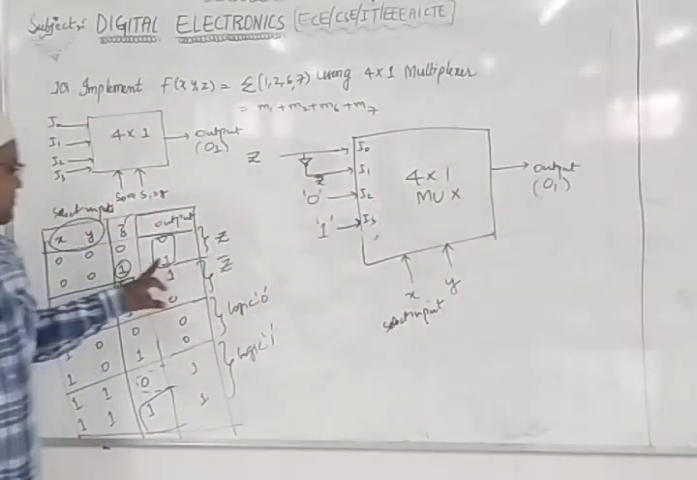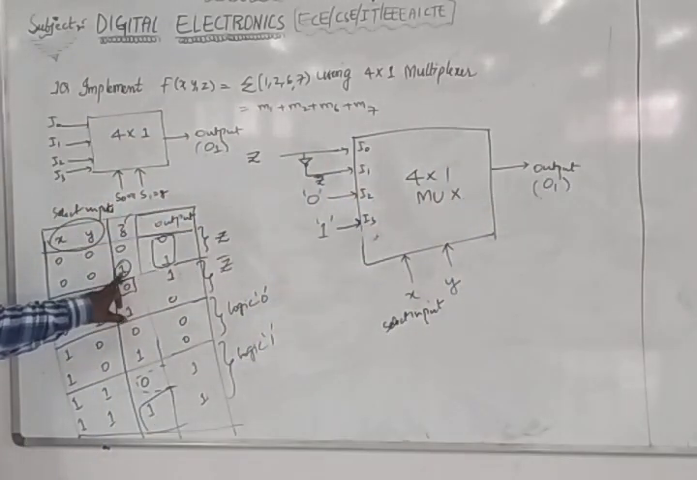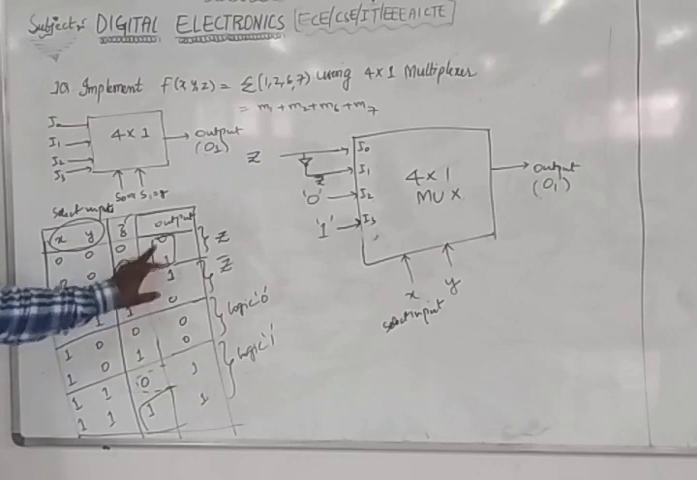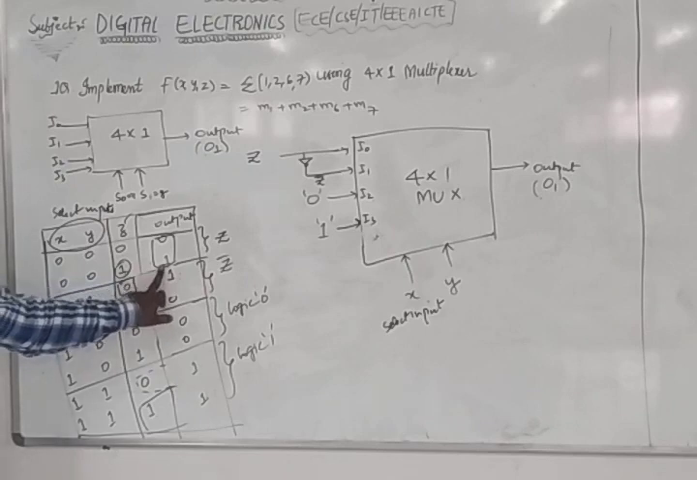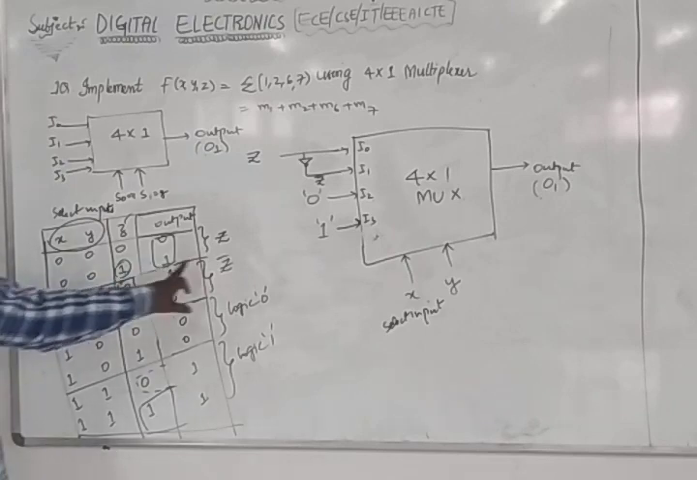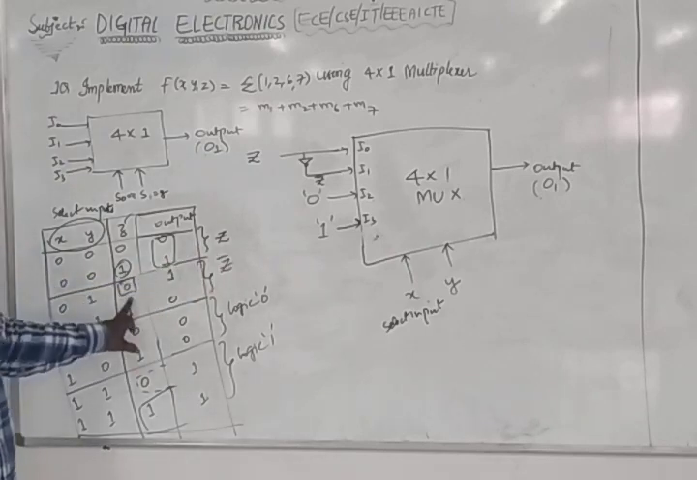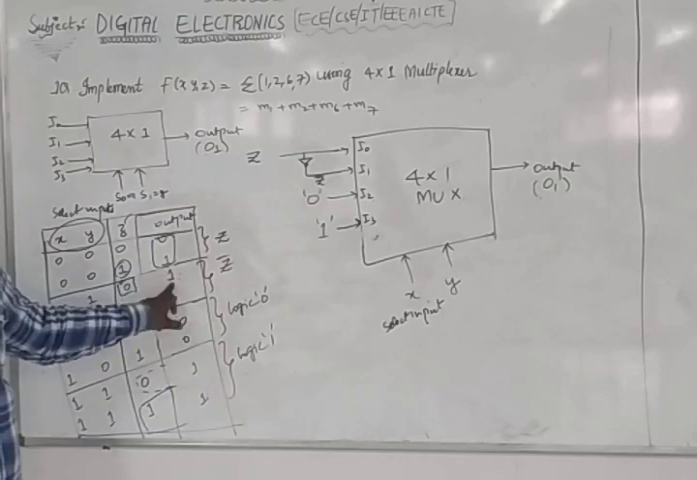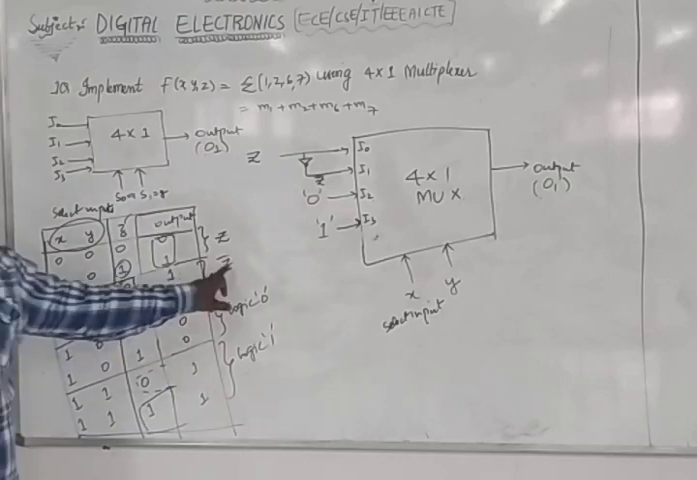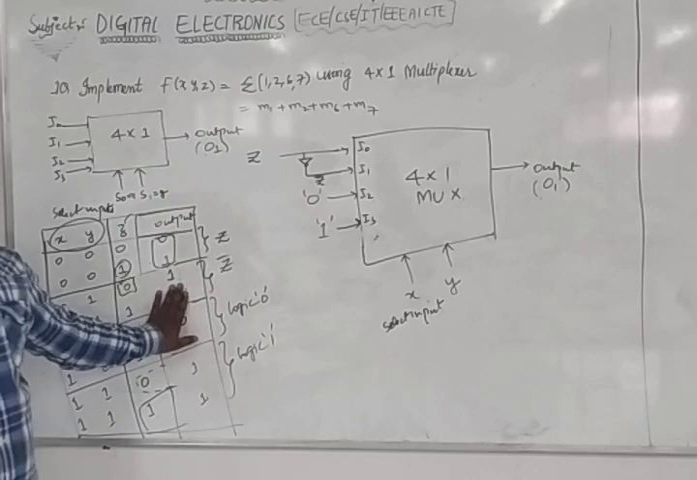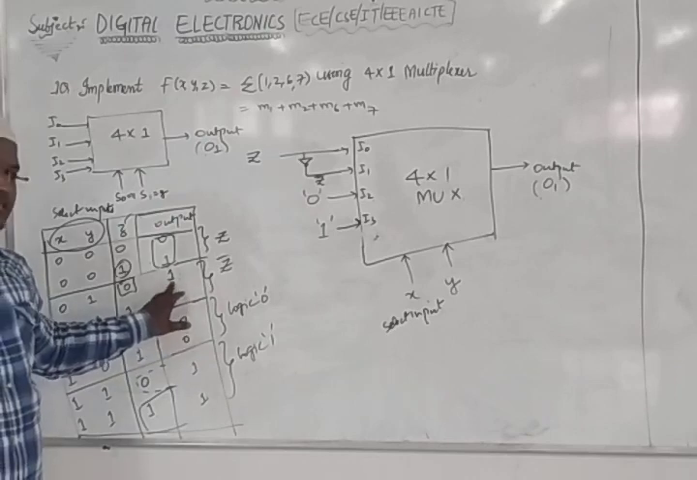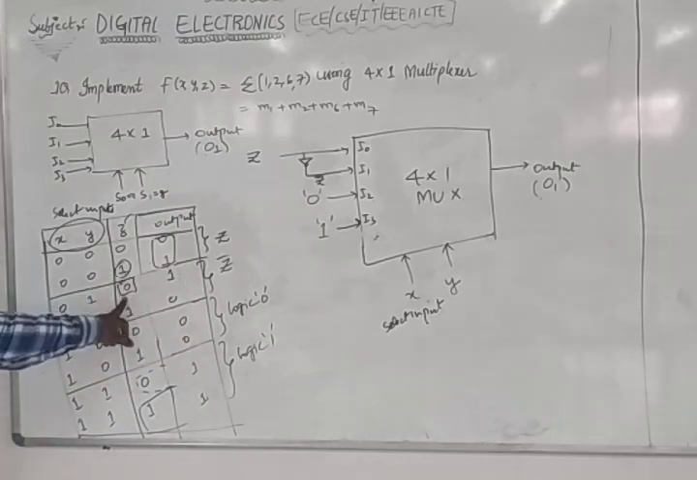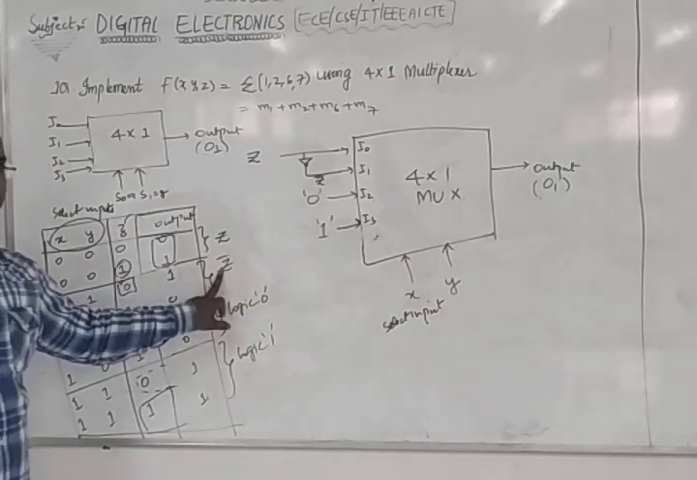First thing, when Z is 1, it is high. So we'll not see this one. We only see this one. When output is 1, Z value is 1. So that means it is Z. Now for the next situation, when output is high, when Z is 0. 0 means it's Z bar. We will not look into this 0 value. Output 0 will not see. We'll see when the output is high, what is the value of Z. So Z value is 0. That means it is Z bar.